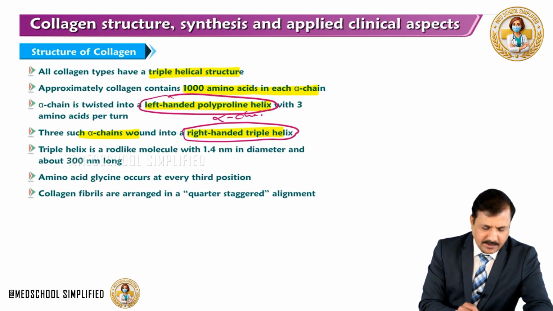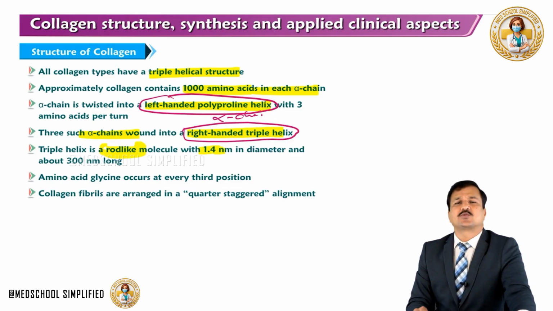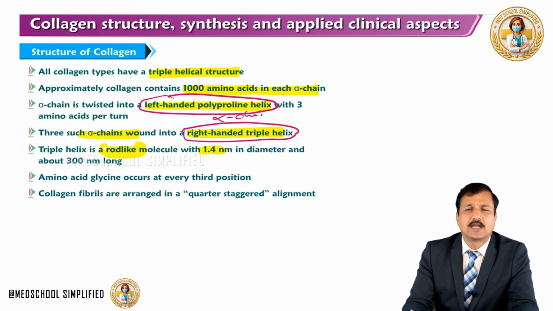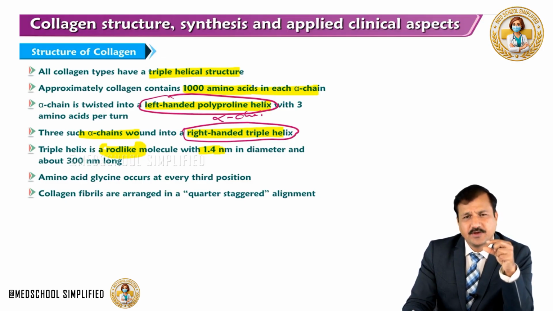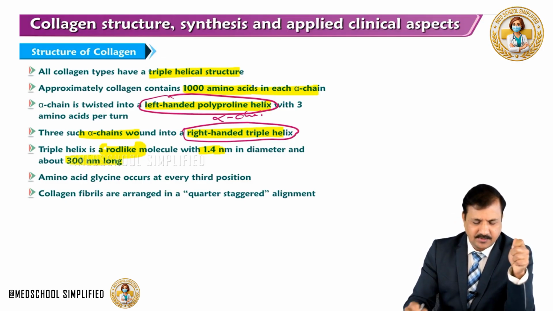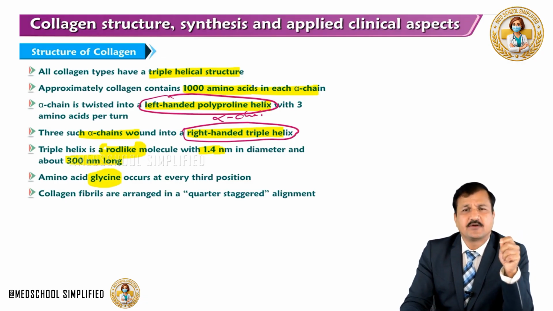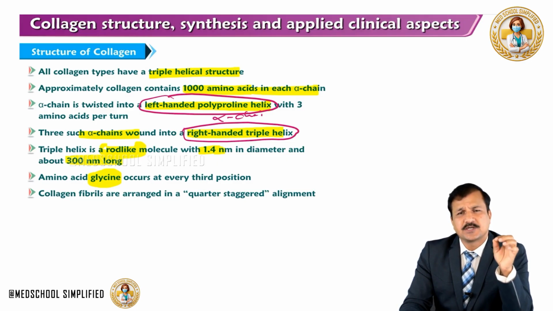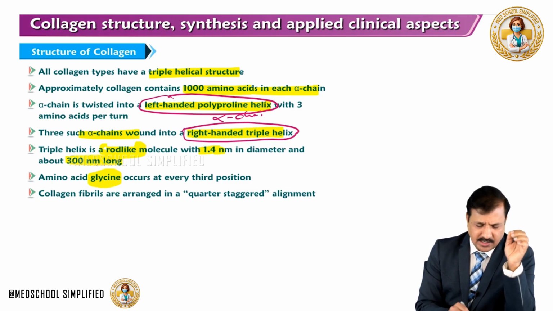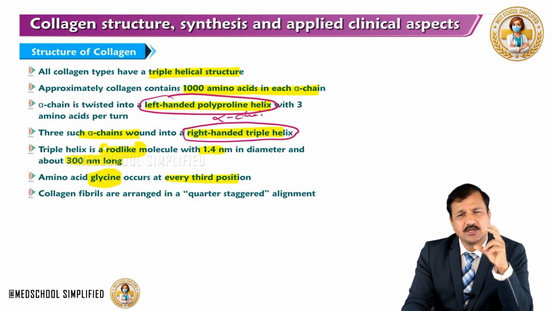And also know the triple helix structure of collagen, which is a rod-like molecule. The diameter of the triple helix structure is 1.4 nanometer, and the length of each collagen fibril is 300 nanometer. And the amino acid glycine, which is the simplest of all 20 standard amino acids, is present in every third position in a collagen molecule, and that is one of the unique features of collagen, because every third amino acid in a collagen molecule is glycine.